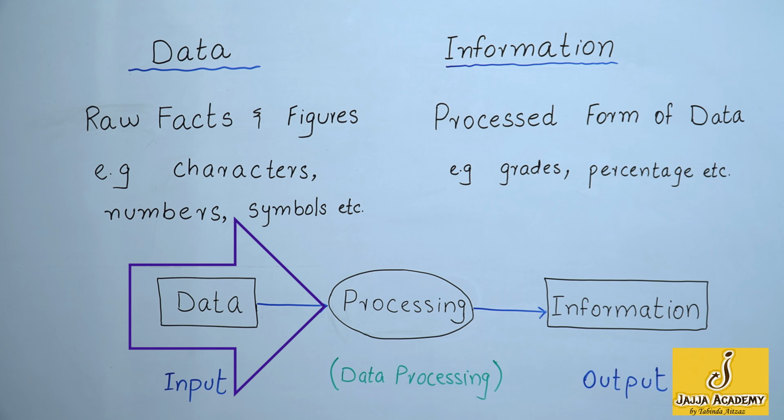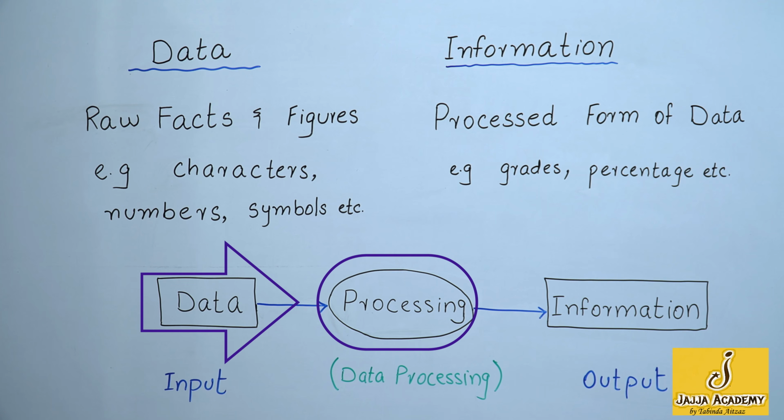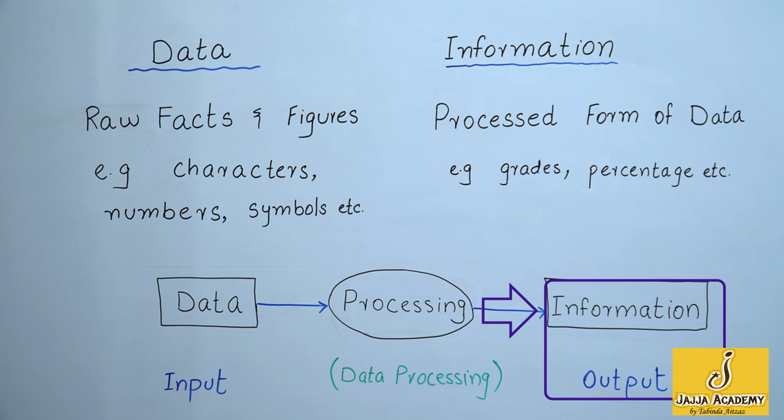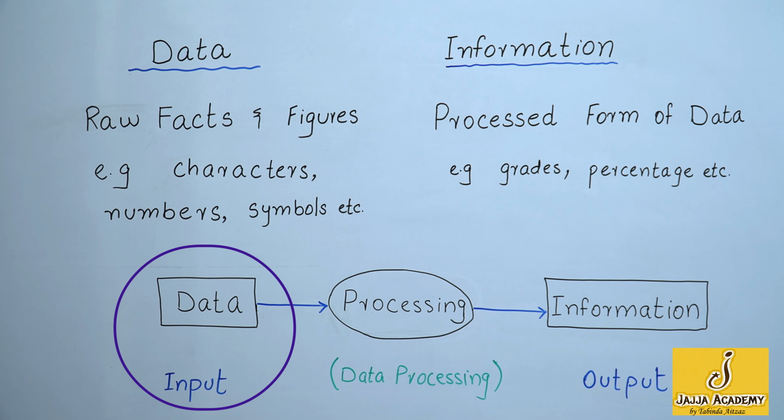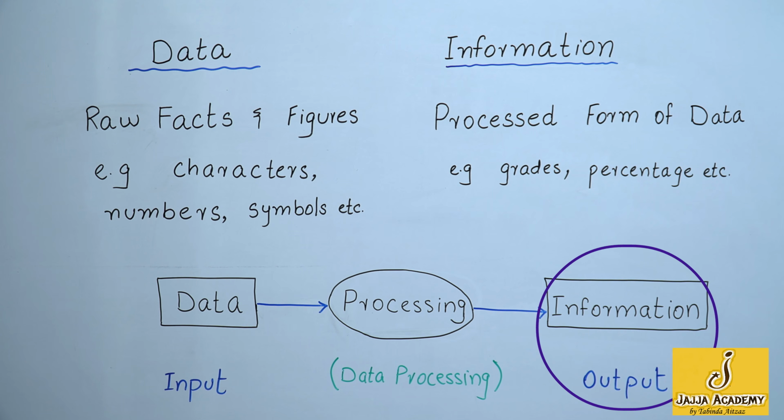Data is provided to the computer for processing, and after the processing some results are generated, and those results are known as information. So I can say that data is our input which is provided to the computer, and information is output that is based on the data provided to the computer.